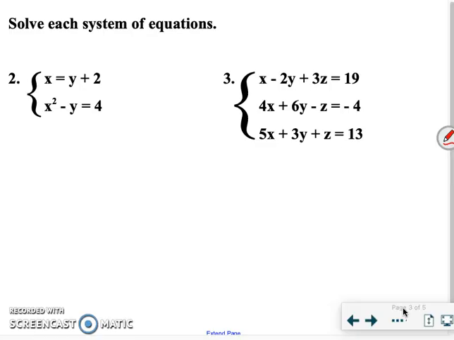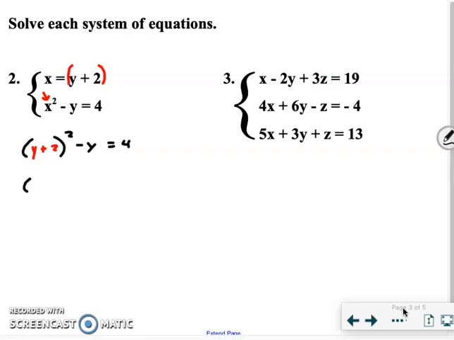Honestly, there is a way that we can do the elimination method. I just feel like this one is so much set up for the substitution problem. So if we were to recognize that x is actually equivalent to y plus 2, that tells us now exactly what we should put in place for x. So remembering, just rewriting, we have x squared minus y is equal to 4, but we know that x is actually equivalent to y plus 2.